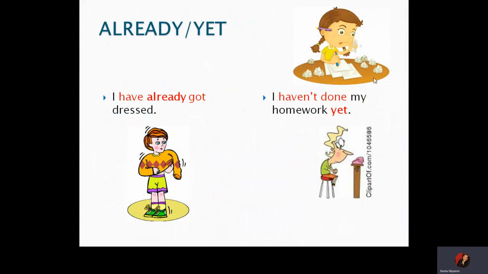Someone is waiting for a call. Let's check. Has Sarah called yet? So another use for yet is with questions. We use yet with negatives and at the end of the sentence. We use yet with questions and at the end of the question. Already goes between have and the verb.